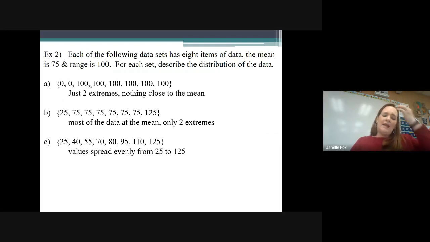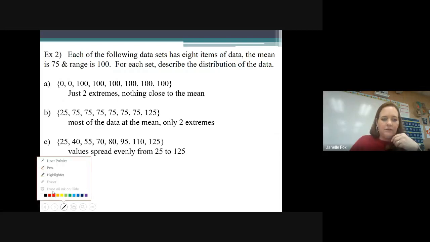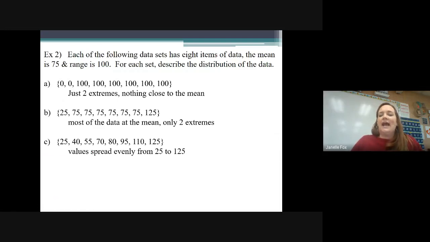So the thing is, if I said to you, hey guys, I have this data set and it has 8 items. I said the mean is 75 and the range is 100. Do you actually know what that data looks like? And the answer is no. All three of these sets have the same information that's listed up here in the prompt. But as you can tell, these are very, very different data sets.